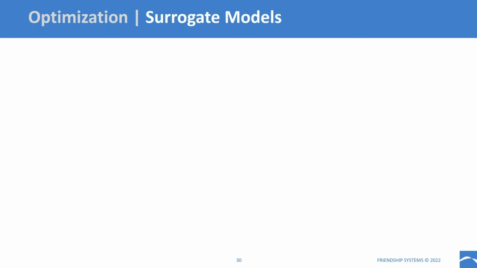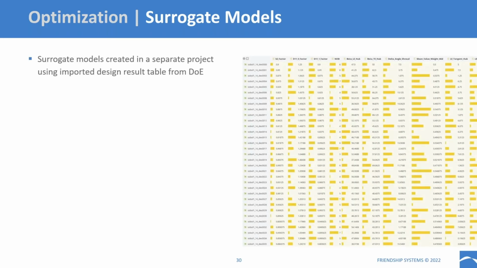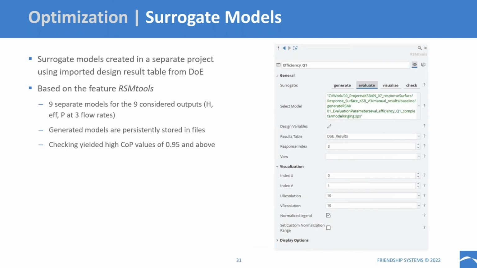So the next step with the data of this DOE was to generate the surrogate models. Basically what we did, we have such a result table in KSB where we have all the parameter values and all the objective values, and we exported that table, imported it into an empty project where we wanted to create these surrogate models. And we used a feature within KSB which provides the generation of these surrogate models.